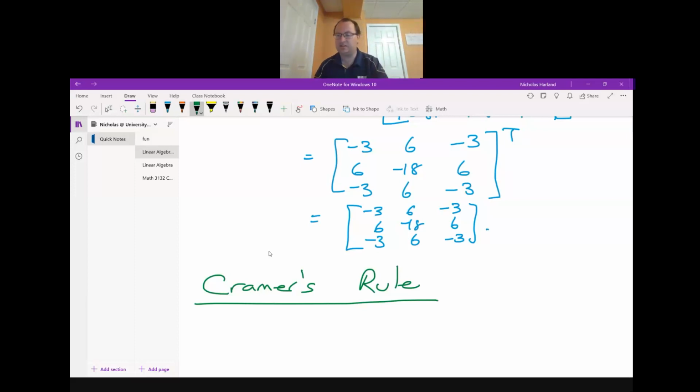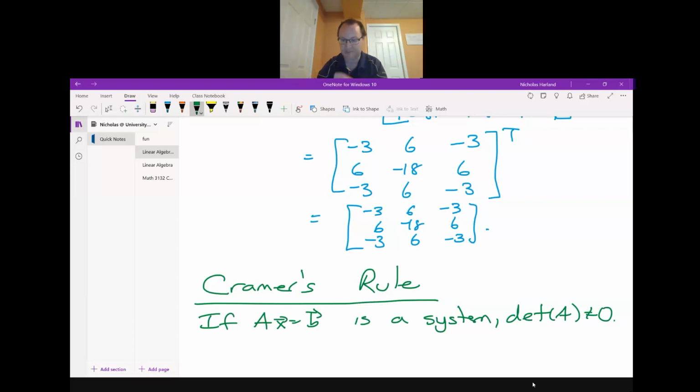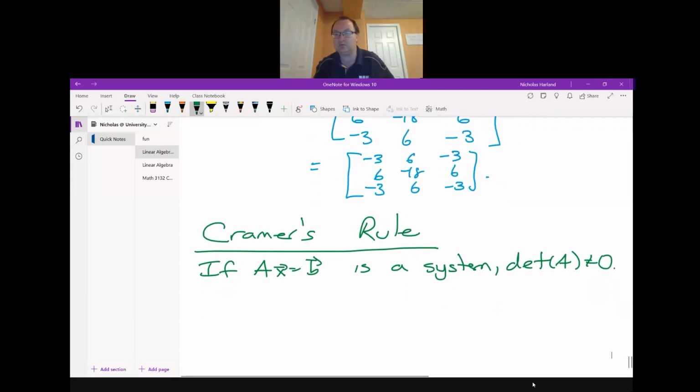So Cramer's rule is going to use some of these ideas that we just mentioned. Namely, if we have a new way of finding the inverse, assuming the inverse exists, then we might have a new way of solving a system of equations. So again, if AX equals B is a system where the determinant of A is not equal to 0. If the determinant is 0, then this isn't going to do anything for us, and it'll be obvious why as we go through it.